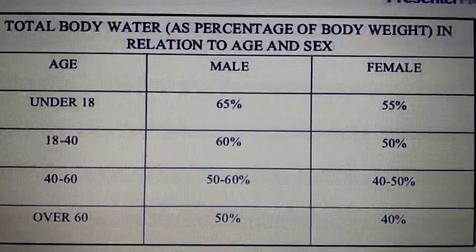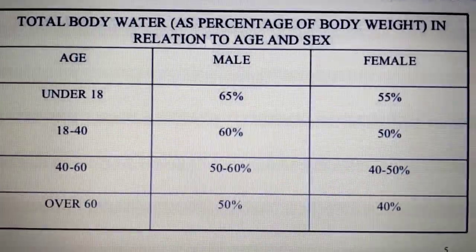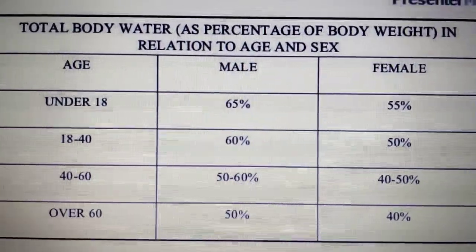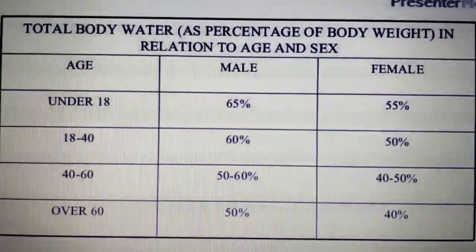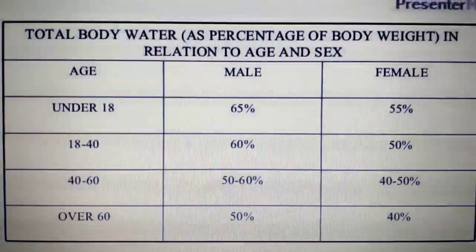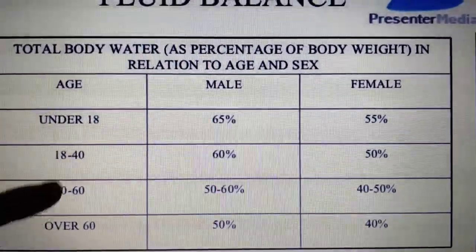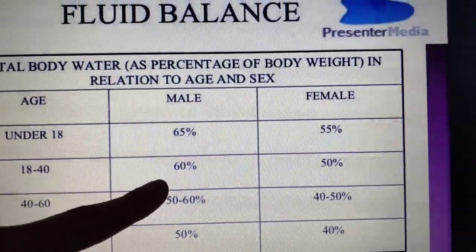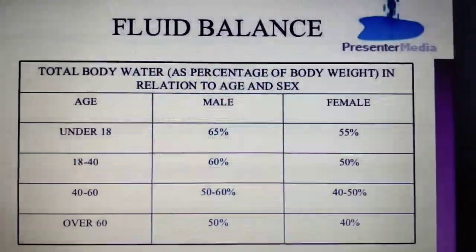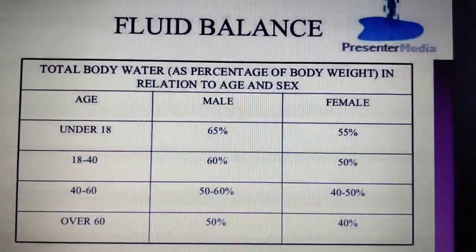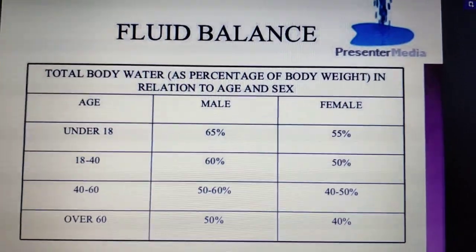And over 60 years of age, what is the male composition of water? 50% of the body contains water and 40% in the case of the female. Now we observe that once the age advances, our body fluid decreases, isn't it? For older people, dehydration is very common. Hypovolemia is very common, isn't it? Now we'll see what the imbalances are.